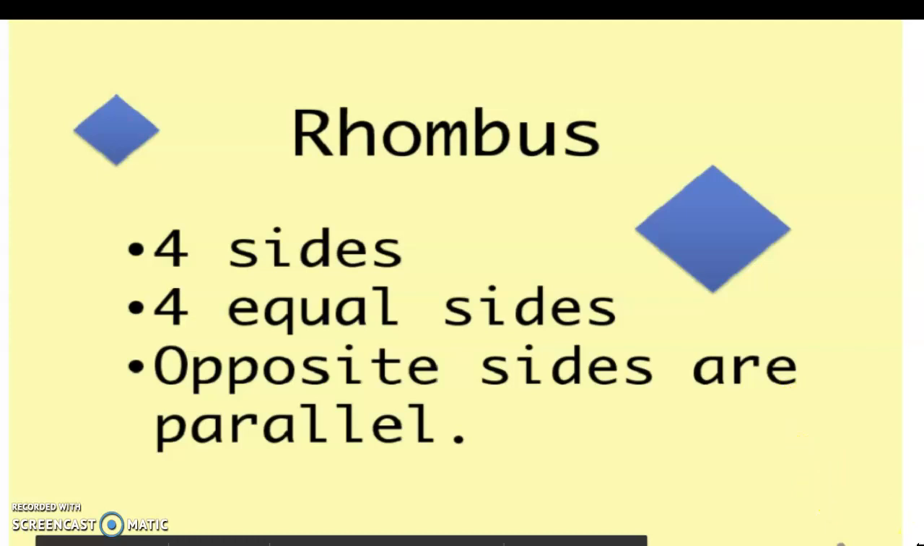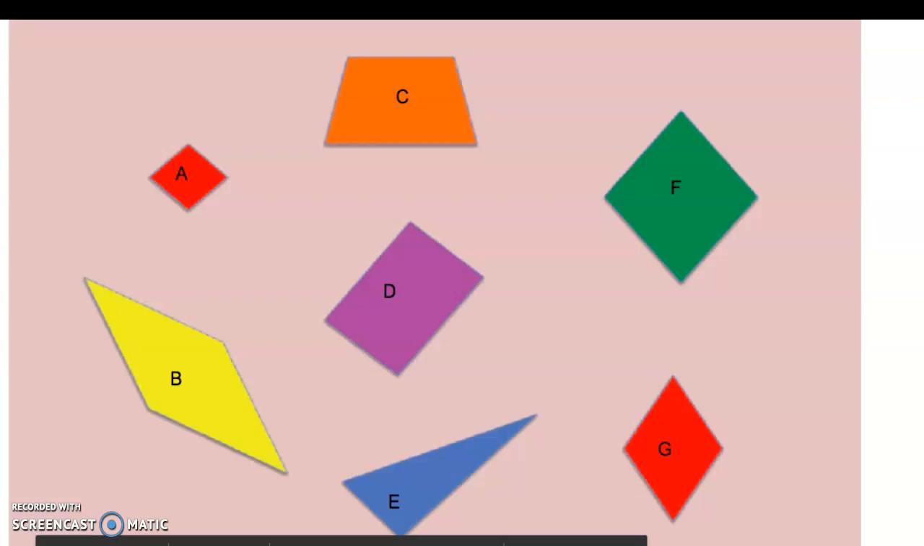A rhombus. Rhombuses or rhombi have four sides that are equal, 1, 2, 3, 4, and opposite sides are parallel. So this is parallel to this is parallel to this. Identify the figures that are rhombuses or rhombi.